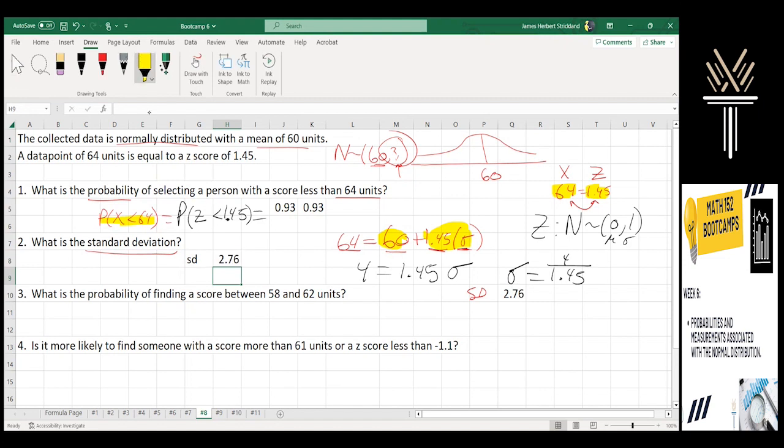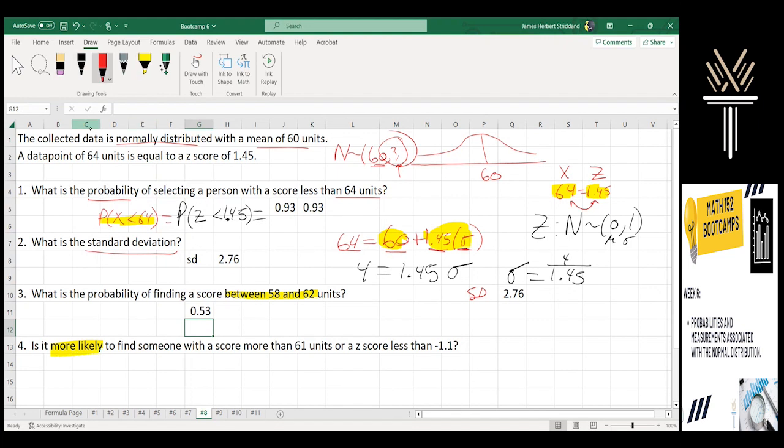So now if we want the probability between two measurements, we know what to do, y'all. Norm.dis, bigger measurement, given our mean, given our deviation, always true, minus norm.dis, smaller measurement, given our mean, given our deviation, always true. And there we go. That's the probability.